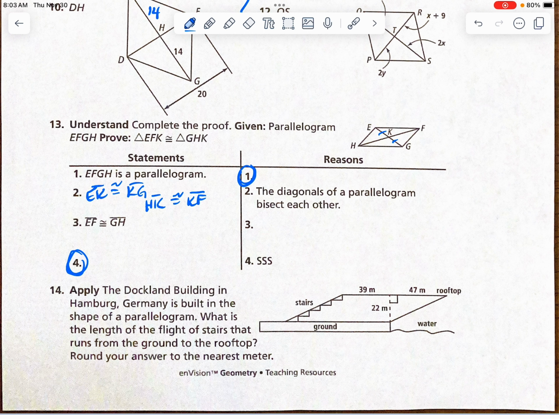Then let's look at the statement for number 3. Number 3 says EF is congruent to GH. Well, those are just two sides of the parallelogram, and that is one of the properties, is that the opposite sides of the parallelogram are congruent. So that's actually the reason for number 3, and I'm going to abbreviate here, is that the opposite sides of a parallelogram are congruent. Okay, and so that's a pretty straightforward proof. Again, I want you to put number 1 and number 4 in there.